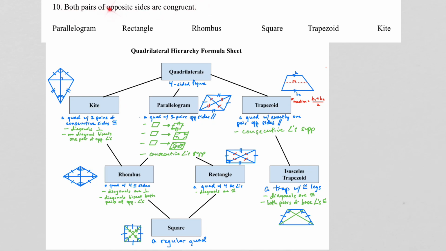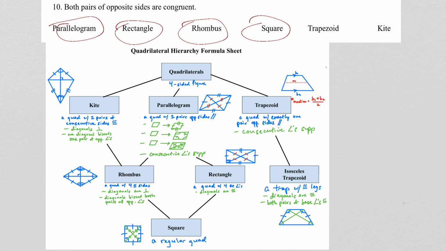Okay, both pairs of opposite sides are congruent. Let's just go through this one at a time. For a parallelogram, that's one of the properties, that both pairs of opposite sides, that's this right here, are congruent. So it's true for a parallelogram. It's obviously true for a rectangle because a rectangle is below the parallelogram. This has all the properties of that, so we don't even have to check these properties. We know it's true for this. Same for a rhombus. This is going downward, so we know that's true for a rhombus as well. And same for a square, because we're going downward still.